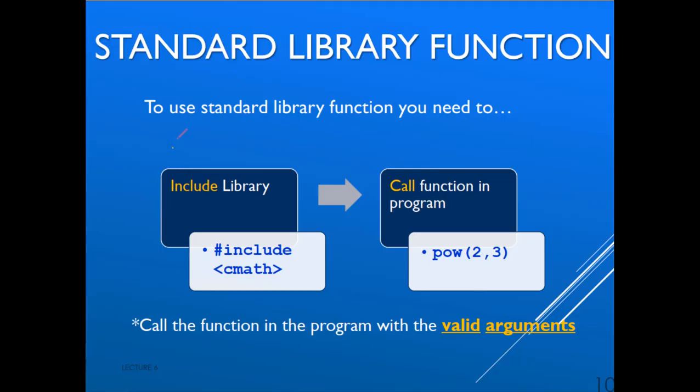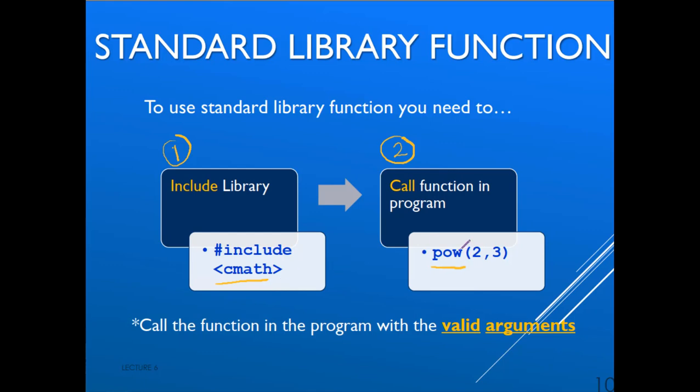So in order to use a standard library function in your program, there are two things that you need to write. The first one is you need to include the library, and the second one is that you need to call the function. Let's say I want to calculate a number to the power of another number, and I want to use this function POW, P-O-W. So I need to include the library that has the definition of function POW. In this case, it's cmath, so I write #include <cmath> after I write my #include <iostream>.